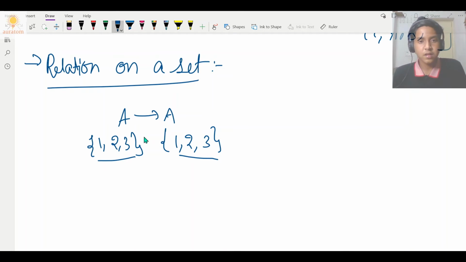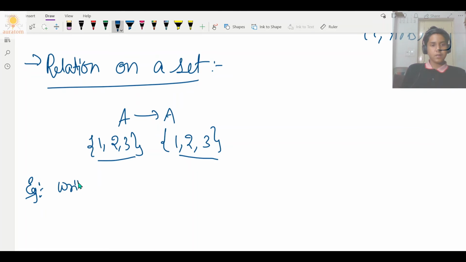So this is the concept of relation on a set, which says that we take a set, and the relation on a set can be defined as a subset of the Cartesian product of set A and set A, right? So that is how we can define relation on a set. Let me do an example now.